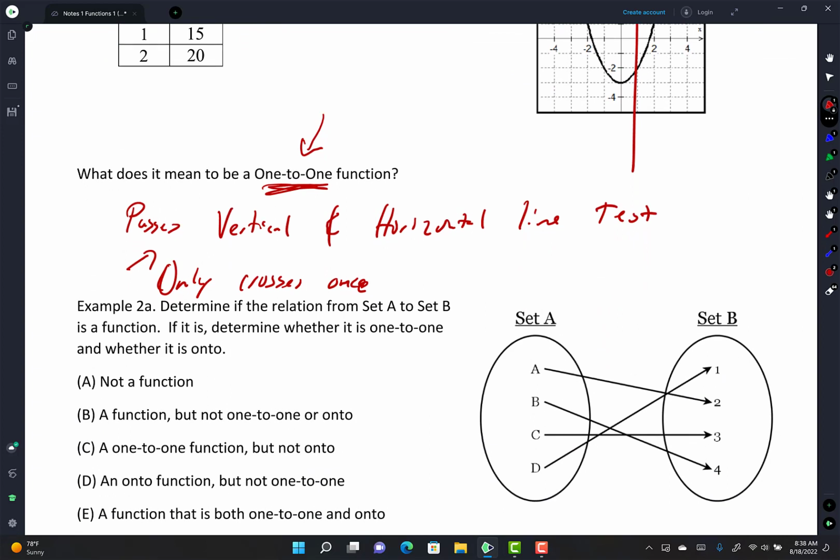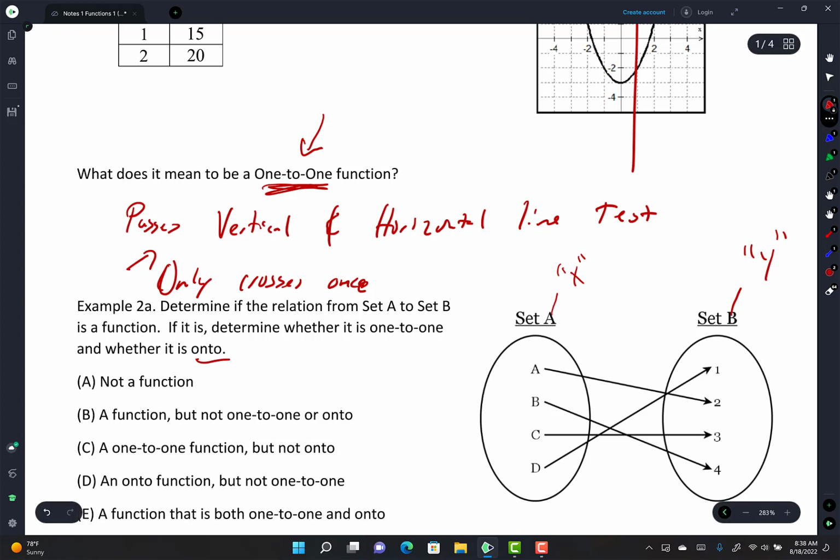Let's read this example. We're going to hit you guys 3 times with this, and then I'll tell you how to tackle them. Determine if the relation from set A to set B, you can also call set A the X's and set B the Y's, is a function. If it is, determine whether it is one-to-one and whether it is onto.